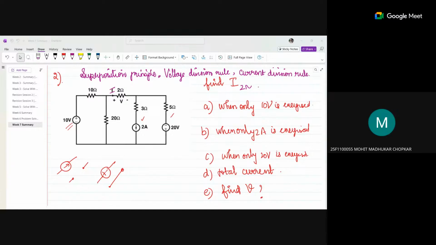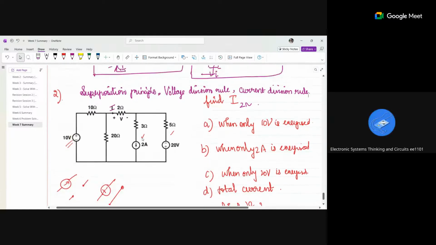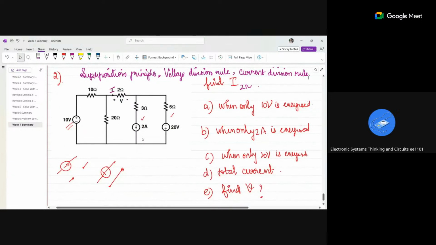After the revision for quiz 2, hereafter we will be having only revision classes. The reason we started early is that week 5 we finished in 2 weeks, week 6 also we finished in 2 weeks, and week 7 also we'll finish in 2 weeks. The reason for that is so that we'll have more classes for the revision session.